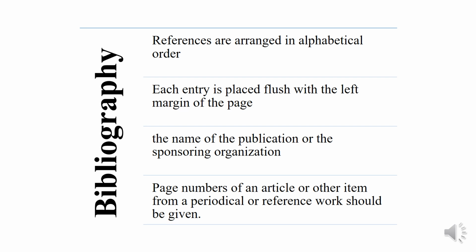The third one: if no author name is given, the name of the publication or the sponsoring organization, or sometimes the title, is listed as the author, disregarding a, an, or the, and it is also organized alphabetically. The last one: page numbers of an article or other item from a periodical or reference work should be given.